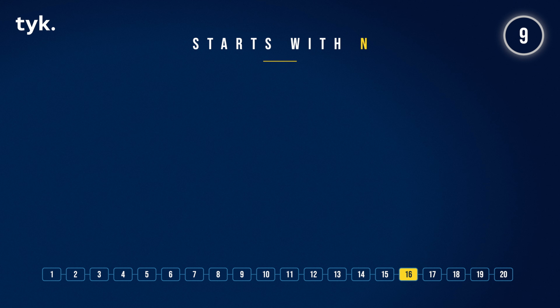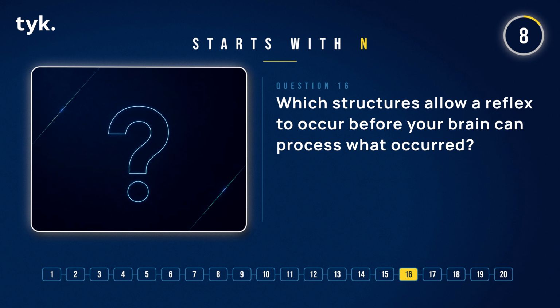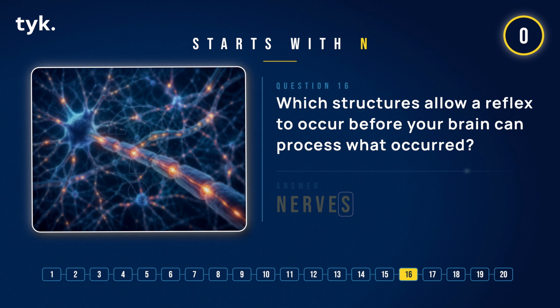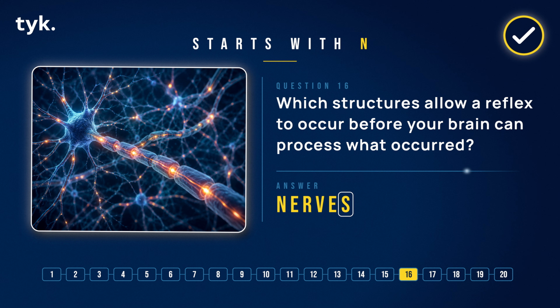5 questions to go. Which structures allow a reflex to occur before your brain can process what occurred? Nerves. Some reflexes are processed by the spinal cord before signals ever reach the brain, allowing your body to react almost instantly.